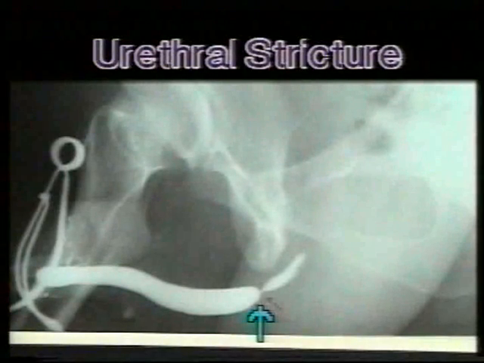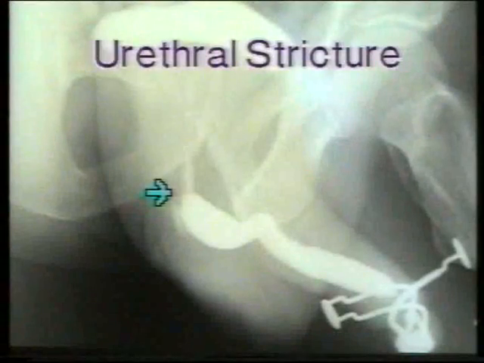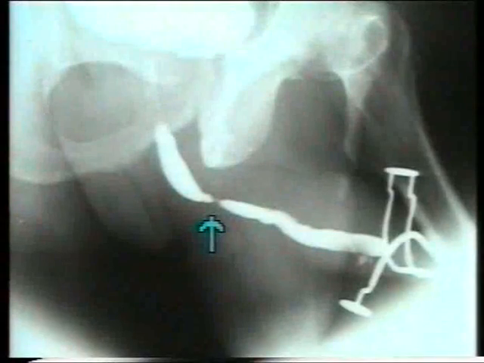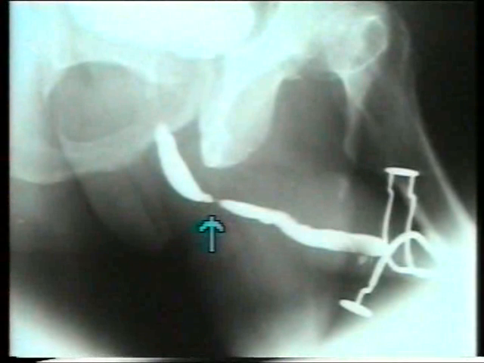This urethrogram shows a short stricture at the bulbomembranous junction. This urethrogram shows a stricture in the perineal urethra. This urethrogram shows a stricture at the base of the penis, that is at the penobulbar junction. It is a short segment stricture.